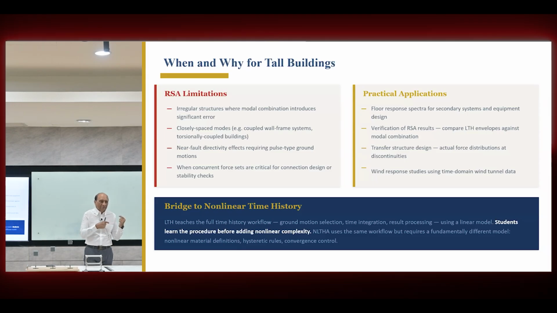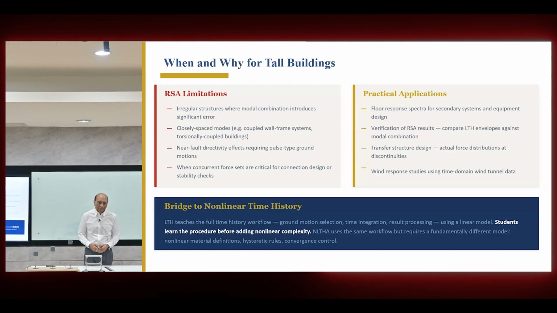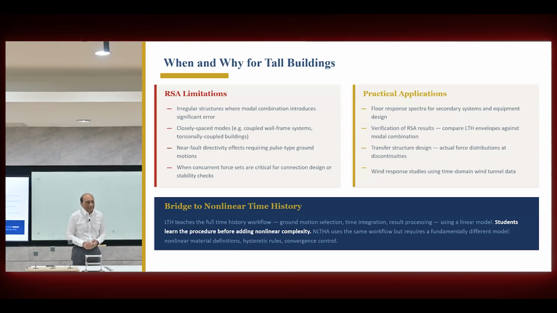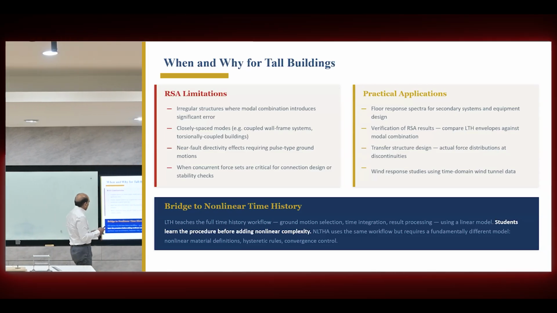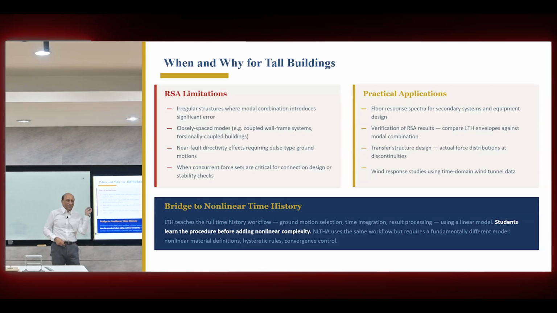But in time history analysis, we apply different time histories in each direction, which you can get along the fault and across the fault. This is especially true for near fault buildings, which are lying on the fault or close to the fault. Like Manila, just 5 kilometers from the fault. Many buildings are on the fault or very close to the fault. So the response spectrum will not capture correctly those effects. And similarly, buildings in Nepal and other places, where concurrent force sets are critical for connection design and stability check. This is a big, big problem.